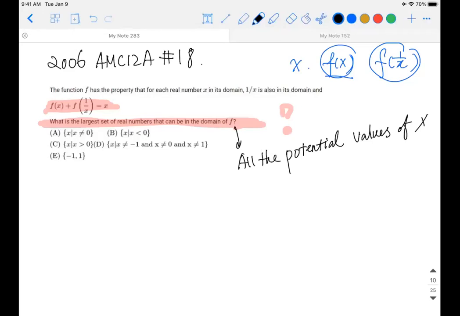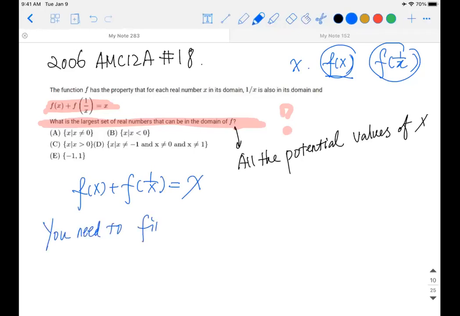So this problem is actually an easy problem. However, this problem reveals a very important mathematical thought I'd like to talk with you guys. So this problem per se is f(x) plus f(1 over x) equals x. That's the only condition given by the problem, and you need to find all x values.